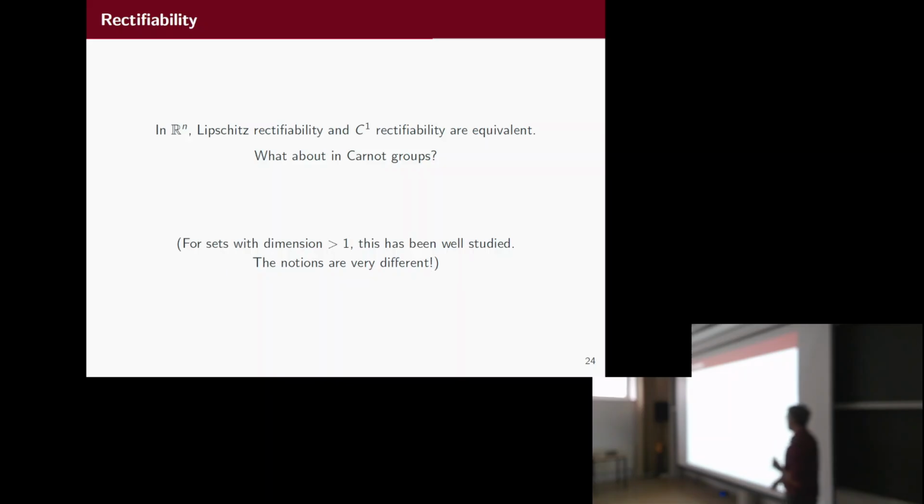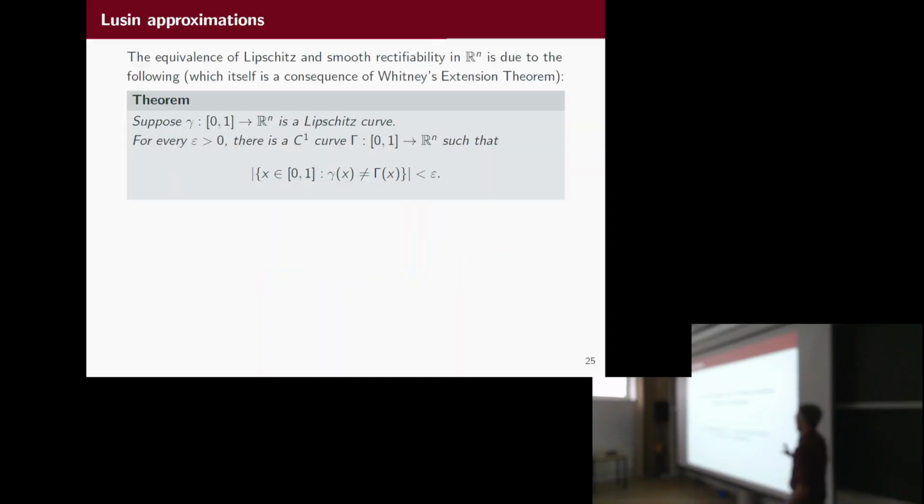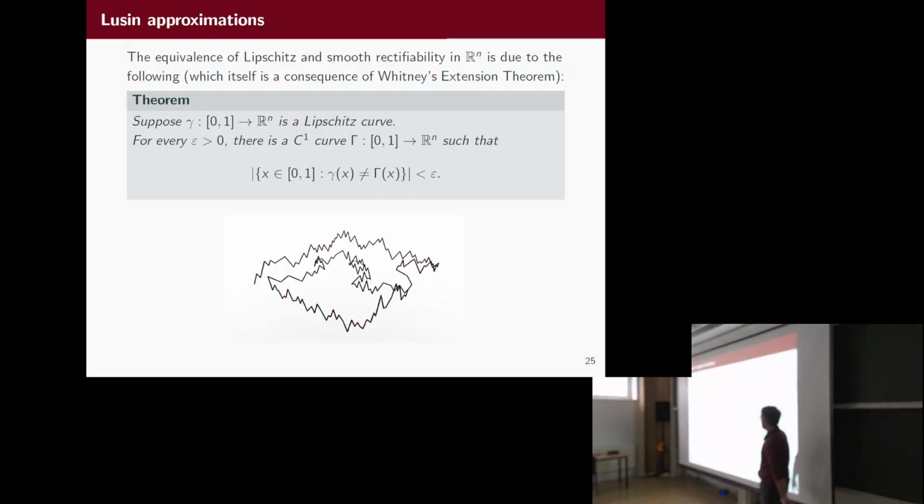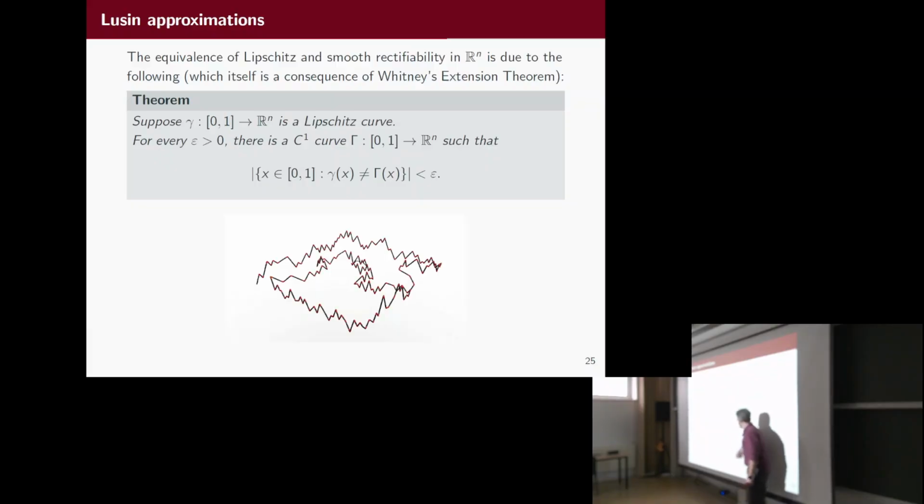For sets with dimension greater than 1, this has been well studied, and the notions of rectifiability are all very, very different. And I'm not going to talk about that part of it any further. The real meat behind what's going on here is the idea of a Lusin approximation. So here's what it says in a picture. Say you have a Lipschitz curve in Rn, very, very jagged. For any epsilon you pick, you can shave off the corners of this Lipschitz curve and create a C1 curve so that the set of times in the domain where these curves are not the same is as small as you want it to be.